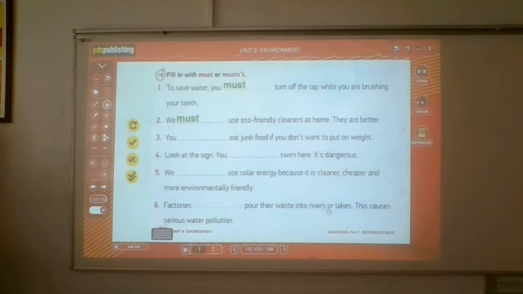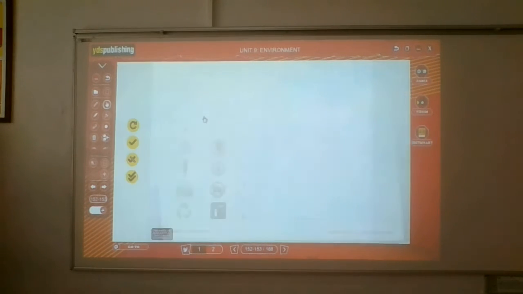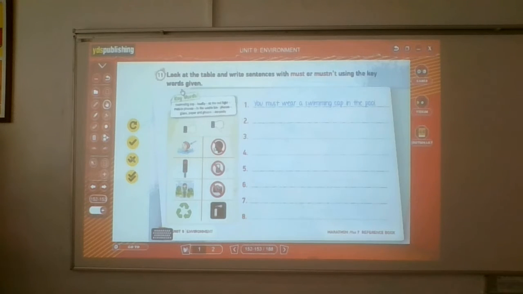The next page quickly, as you're going to do the rest yourself. Number 3, 4, 5, and 6 are your homework tasks. Look at the table and write sentences with must or mustn't. We've been given an example already, so you do the rest yourself.